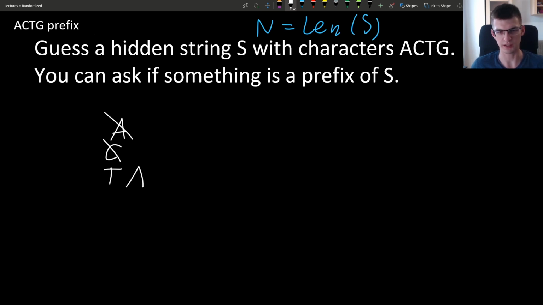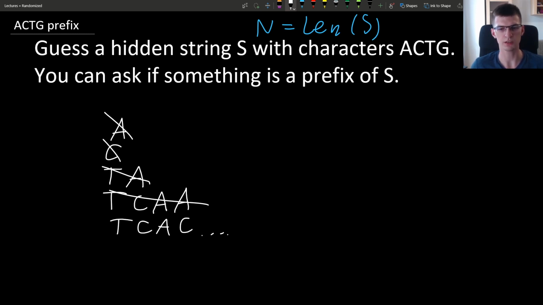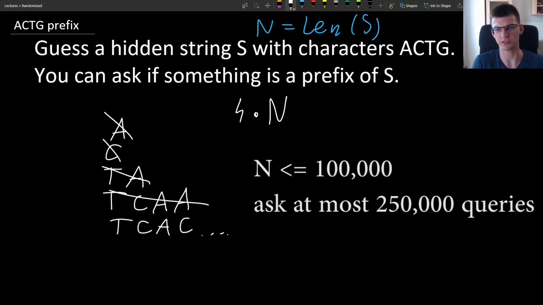After t, if I add a, is that a prefix? No? Try tc. Is that a prefix? Yes. Then try a, try something, and so on. Maybe this doesn't work, then tcac, and continue with that. The number of queries that we use is 4 times n, and we want to speed this up. Because let's say the statement said that n is up to 100,000, and the limit is around 250,000.